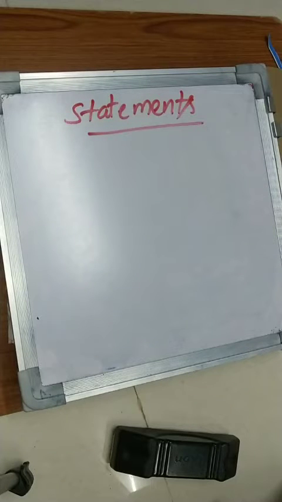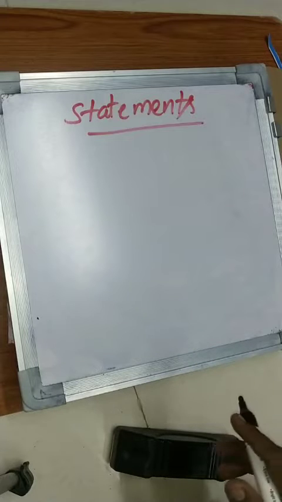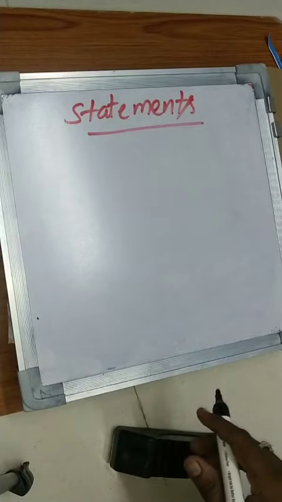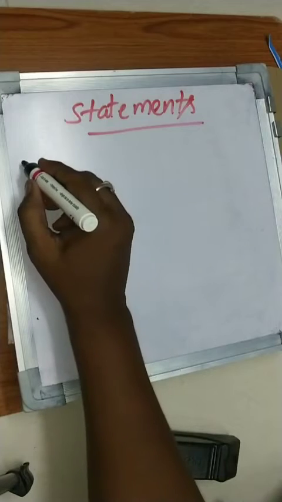So the topic name is called statements, right? A statement is a sentence which is either true or false but not both. Mathematically, if I define the exact meaning of a statement, a statement is nothing but a sentence which is either true or false but not both. Let me have an example for this.